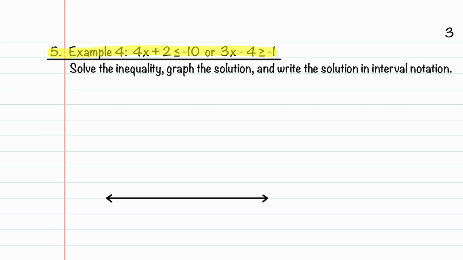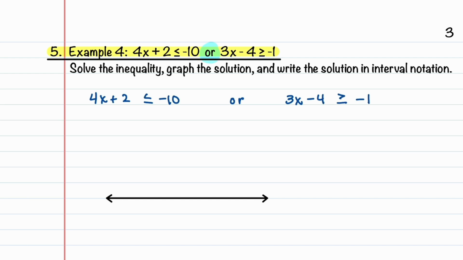Example 4 has two inequalities, and they're joined together by the word "or." We're going to solve the inequalities just like we did the other ones. We'll graph the solution, and then we'll write the solution in interval notation. Let's start by writing down our problem. We have 4x plus 2 is less than or equal to minus 10, and then we have an "or," and then on the right, we have 3x minus 4 greater than or equal to negative 1.